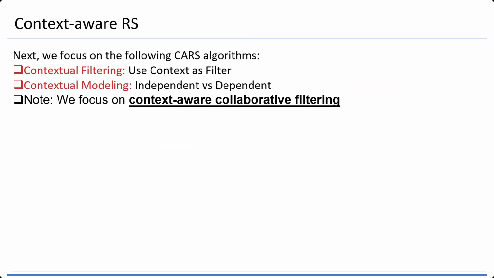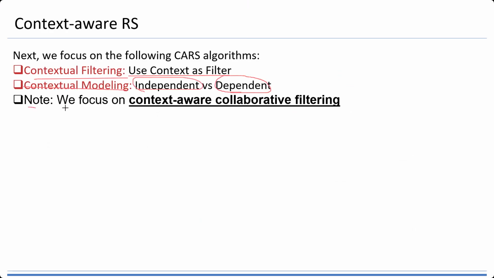So we are going to focus on the CARS algorithm. There are two big algorithms. The first is contextual filtering, so we use context as the filter, and we will also look at the contextual modeling. In the contextual modeling, there are two kinds: the first is independent and the other is dependent.